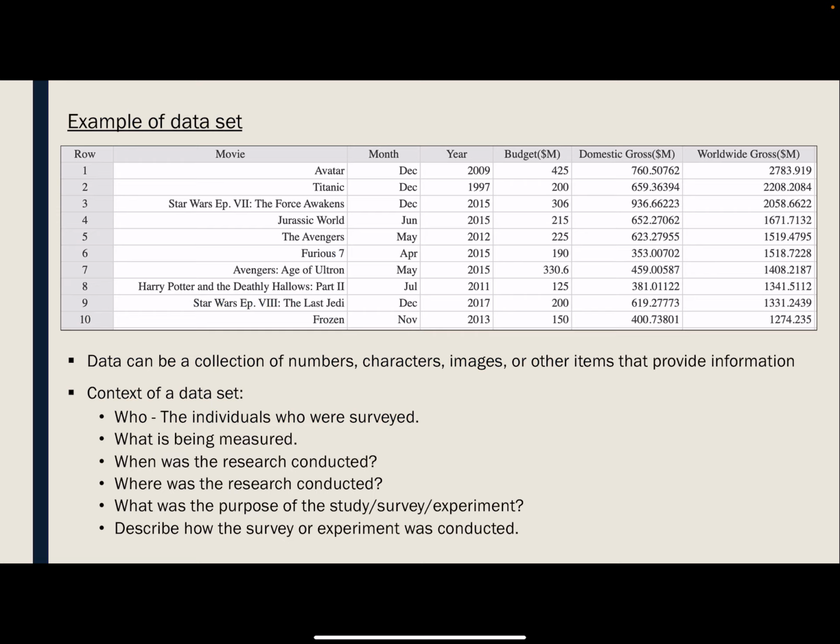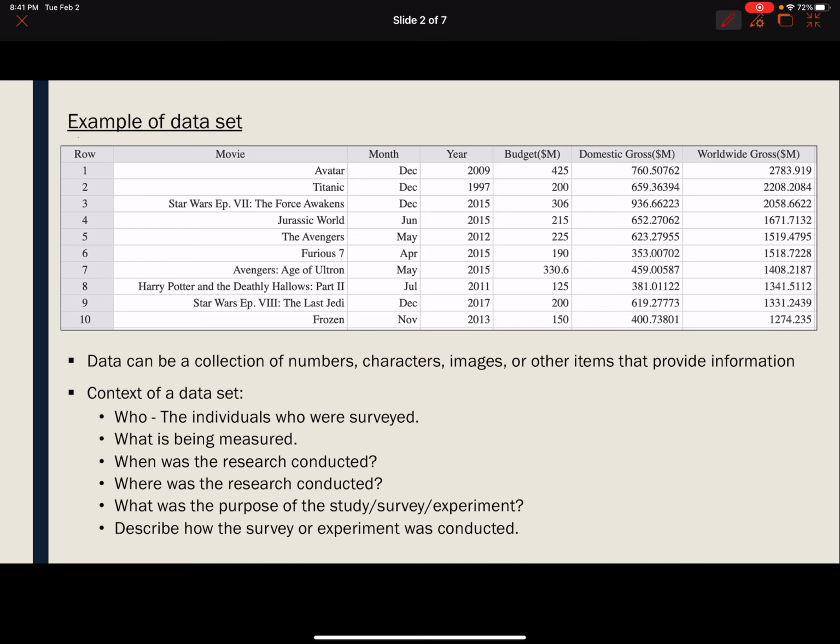So we're going to start off by just looking at this really small data set. It's actually a subset of a much larger data set. If you'll notice, we've got 10 rows and we have about six columns here. And I'm not including this column, because it's just counting the rows, right? It's not really part of the data set.